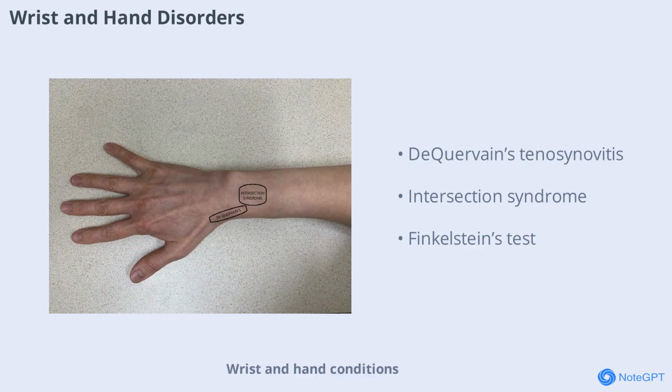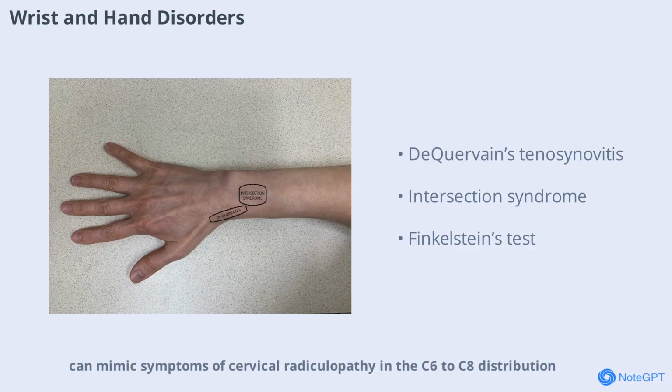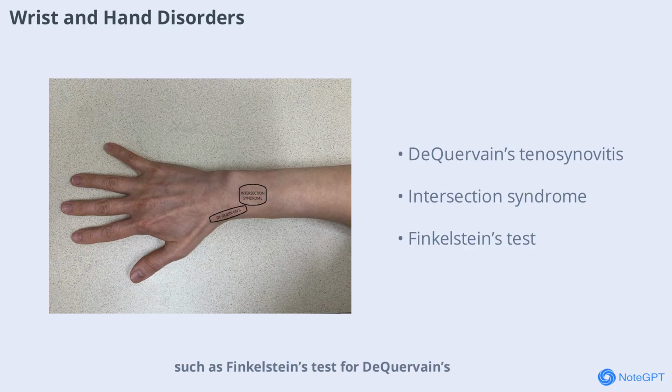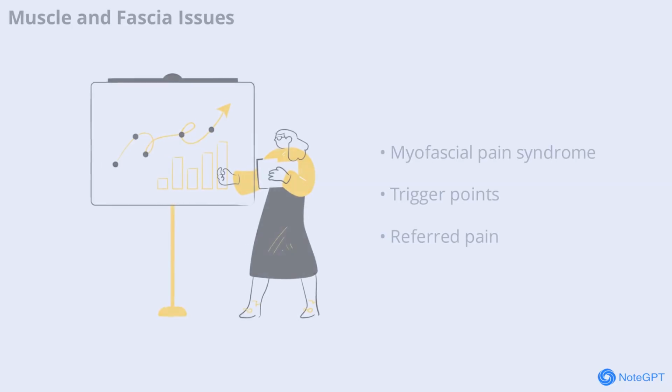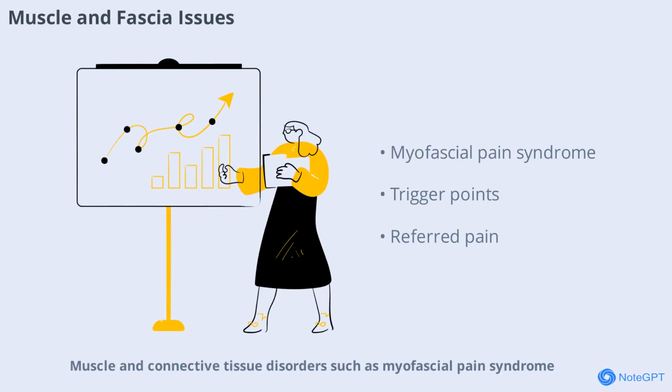Wrist and hand conditions such as de Quervain's tenosynovitis and intersection syndrome can mimic symptoms of cervical radiculopathy in the C6 to C8 distribution. De Quervain's affects the thumb tendons, causing pain on the radial side of the wrist, while intersection syndrome involves the crossing of wrist extensor tendons and presents with pain and swelling on the dorsal forearm. These conditions are often differentiated by specific clinical tests such as Finkelstein's test for de Quervain's and by their response to local treatments. Muscle and connective tissue disorders such as myofascial pain syndrome can also imitate cervical radiculopathy.